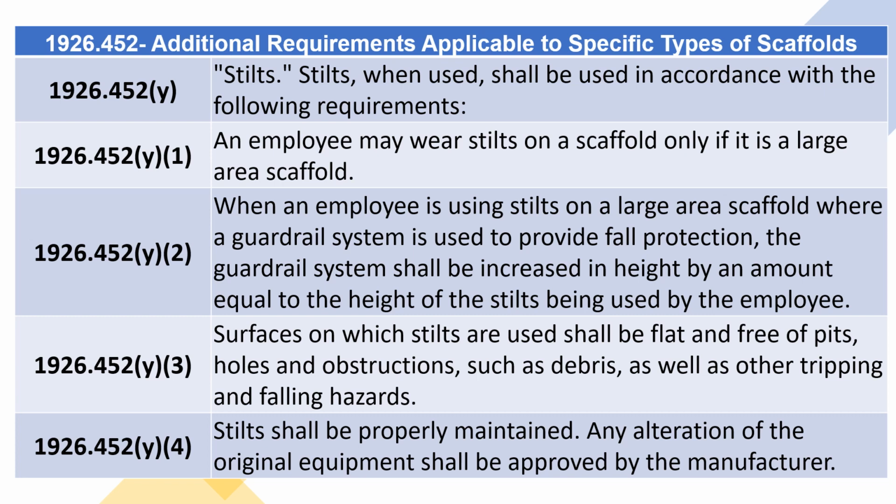1926.452(y)(4): An employee may wear stilts on a scaffold only if it is a large area scaffold. When an employee is using stilts on a large area scaffold where a guardrail system is used to provide fall protection, the guardrail system shall be increased in height by an amount equal to the height of the stilts being used by the employee. Surfaces on which stilts are used shall be flat and free of pits, holes and obstructions, such as debris, as well as other tripping and falling hazards.